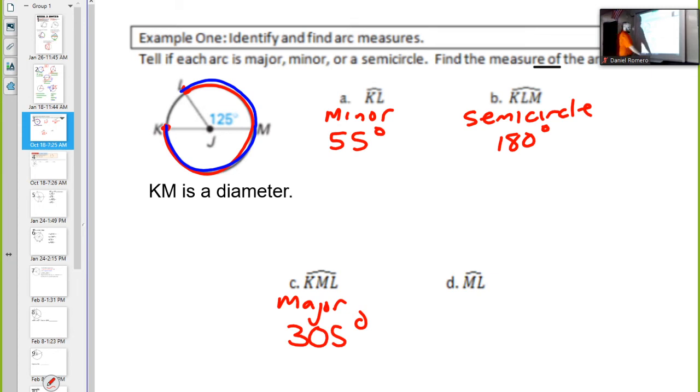And then finally the last one, ML. From M to L the short way, major, minor, or semi? It is minor because it's less than 180 degrees. Good. How many degrees there? 125.